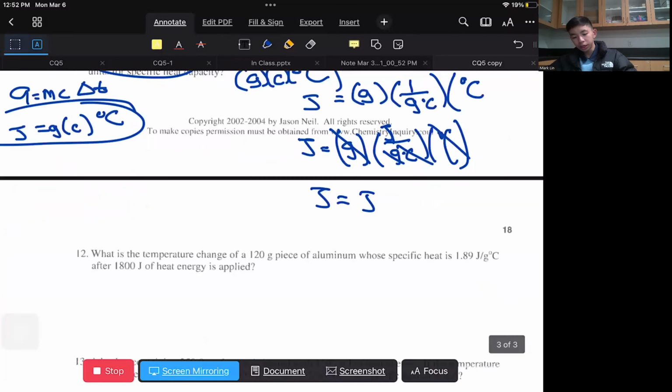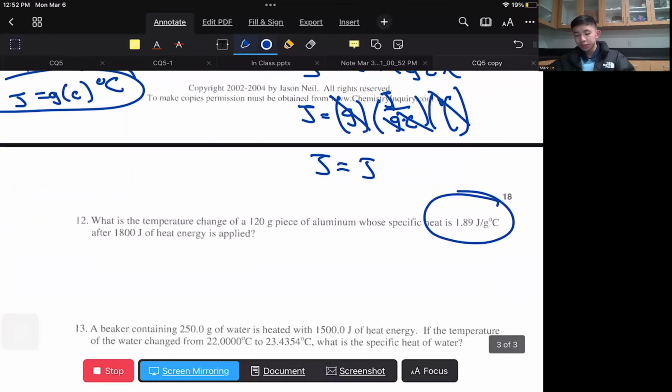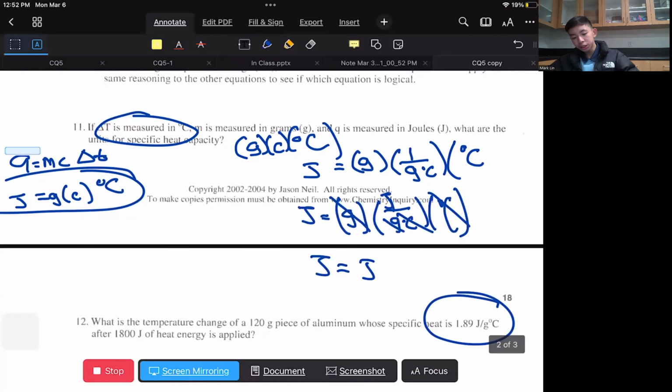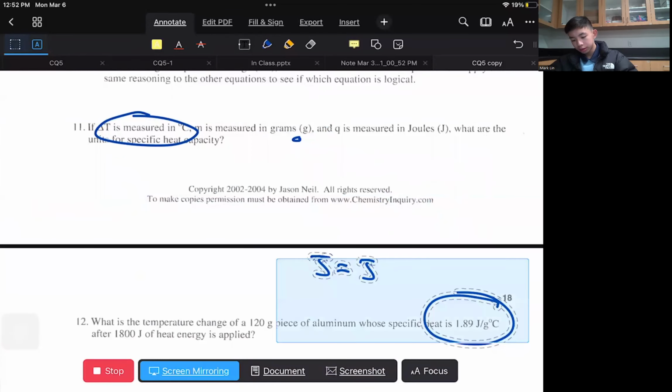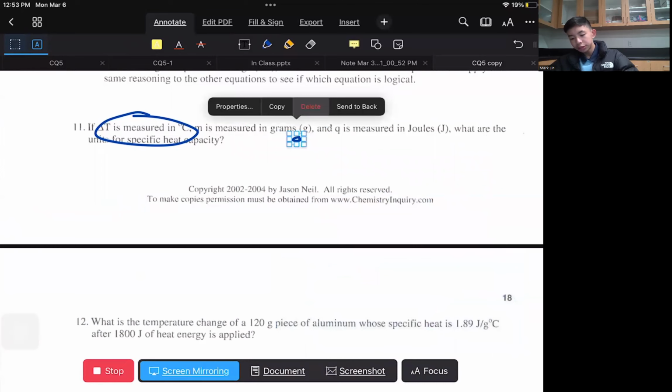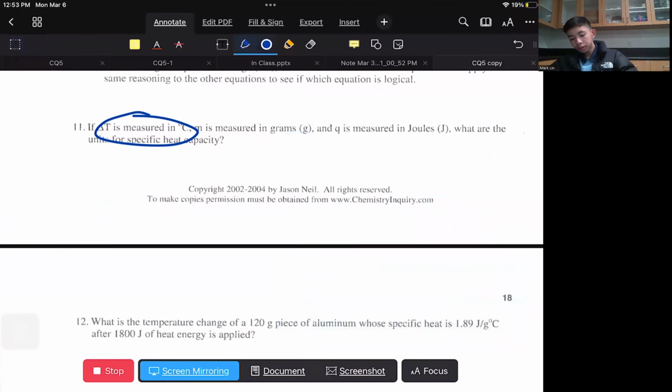And we can also see down here, right here, the specific heat, the unit is J over grams degrees Celsius. That's just another way to find out. J over grams degrees Celsius.